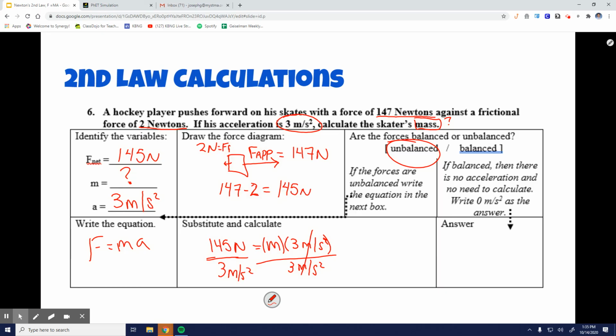We know that a newton divided by a meter per second squared is equal to kilograms. And when we take 145 divided by 3, we get an answer of 48.3 repeating kilograms. So that is our mass for our hockey player.